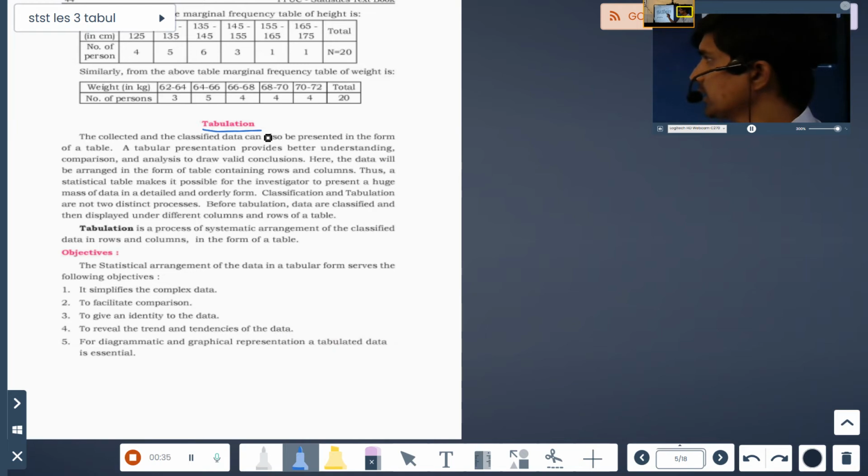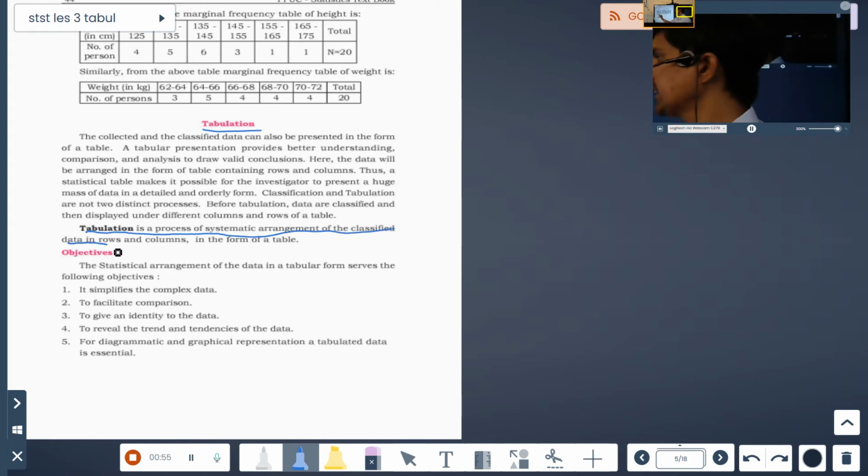Okay, tabulation. Now what do you mean by tabulation? Tables. We just need to draw, in the sense to make the tables. Okay, how to make tables? What do you mean by tabulation? The definition is given here. Tabulation is a process of systematic arrangement of the classified data in rows and columns in the form of a table.